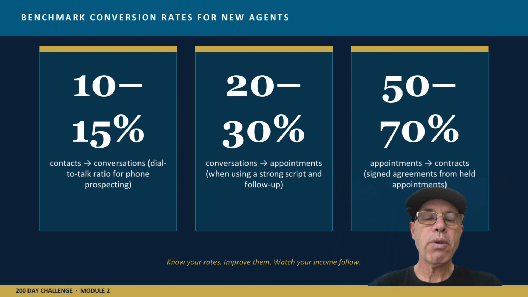50 to 70%: your appointments to contracts rate. Of the appointments you hold, most should result in a signed agreement if you're having the right conversations up front. Know your numbers, compare them to these benchmarks, and when you find a gap, that's where your coaching, your practice, and your system adjustment goes.